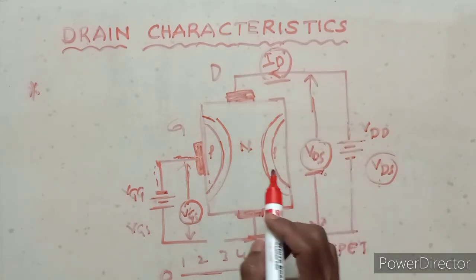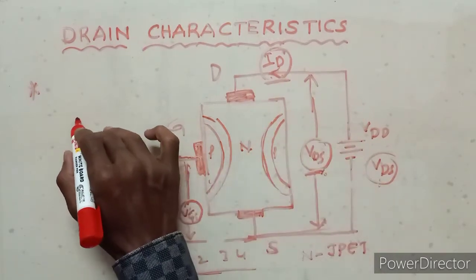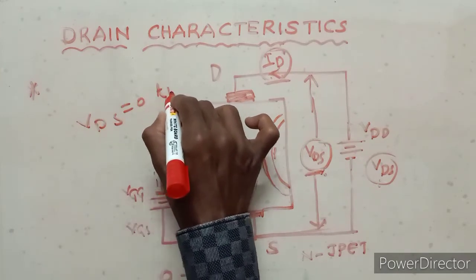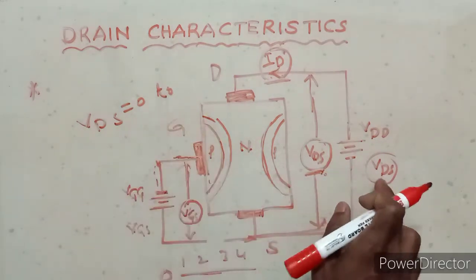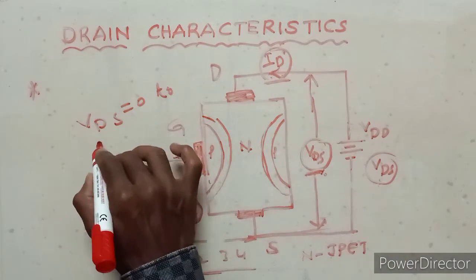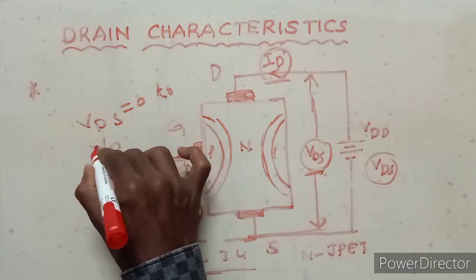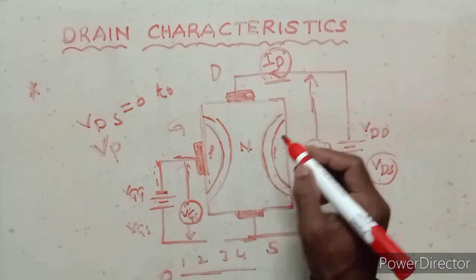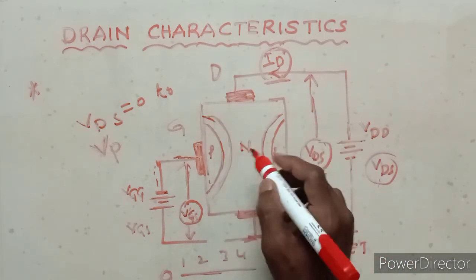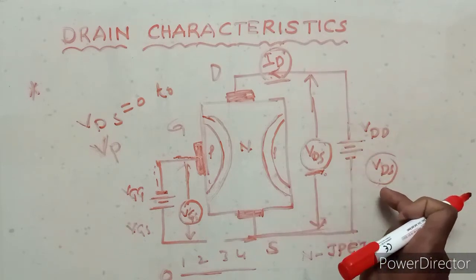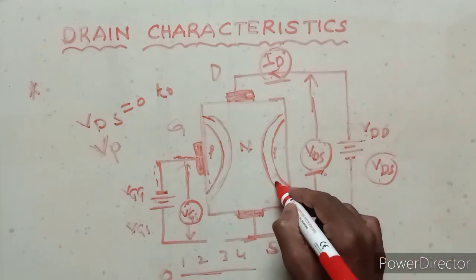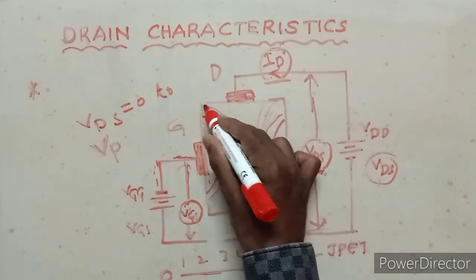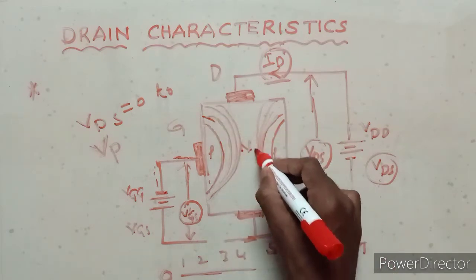So in that region, VDS is 0 to VP. VP means pinched off voltage. So here the depletion layer increases, and the n channel narrows as the depletion layer increases.